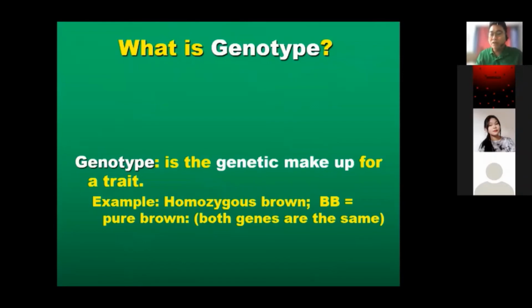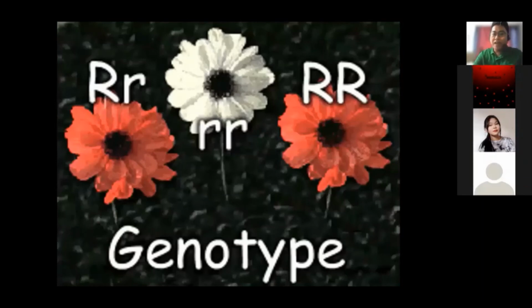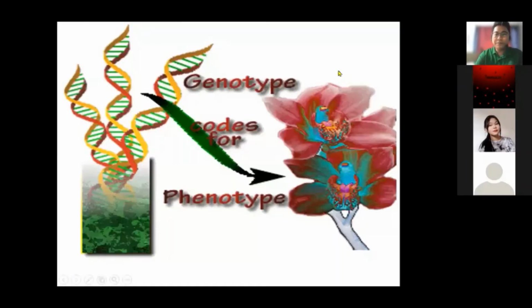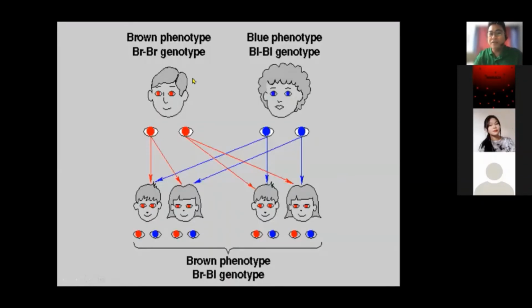Or example, kung ano yung mga magiging genes nila. Ayan. So we have genotype, RR, we have the recessive, pure recessive, and then we have the pure dominant. Phenotype is this one. Kung ano yung itsura niya, kung red flower ba siya, or white flower, or pink flower, and so on. Ayan. So brown phenotype, we have BR genotype. We have the blue eye phenotype, which is BL genotype. Ayan.